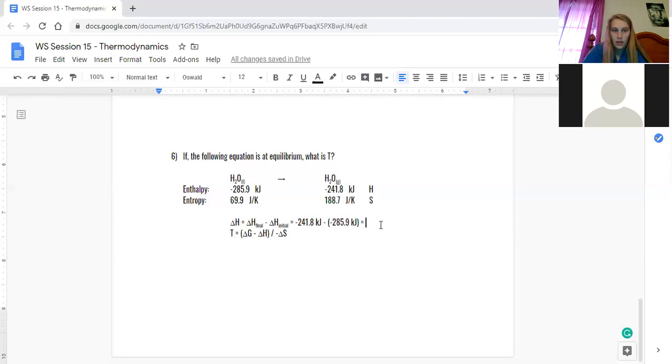We'll keep our 4 sig figs there too. Actually no, it's addition and subtraction, so we just keep our 1 decimal. So yes, 44.1, that's right, and that's going to be kilojoules. Okay, so now let's find our delta S. We need this one here.